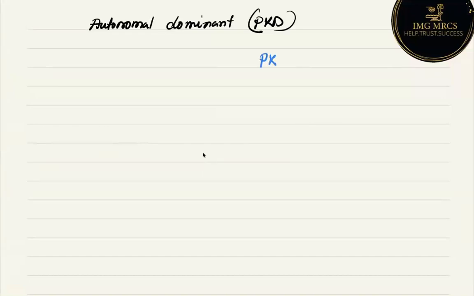Okay, this polycystic kidney disease, it's a type of autosomal dominant condition. Yes, excellent. Two types of autosomal dominant genes are responsible for development of this condition, right? There will be mutations of two types of gene. What are those? One is known as PKD1 and another one is known as PKD2.